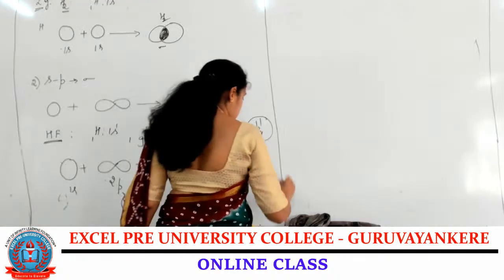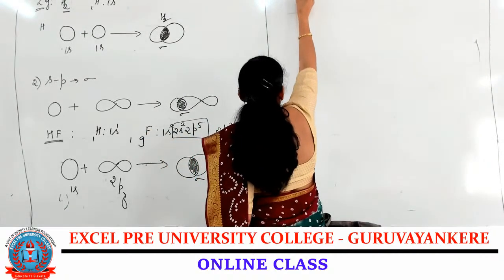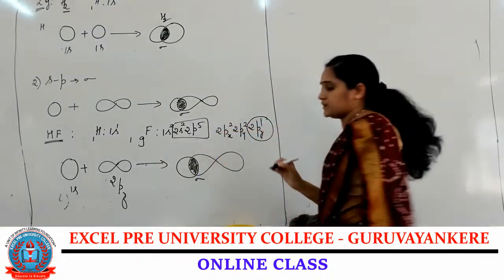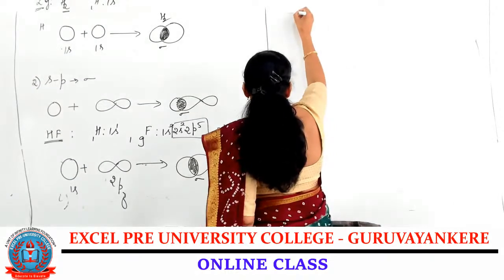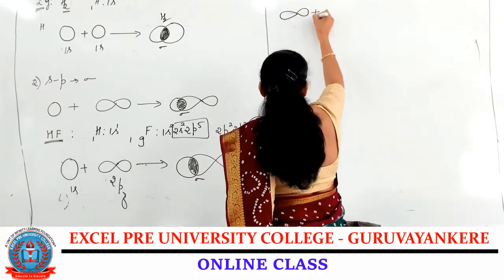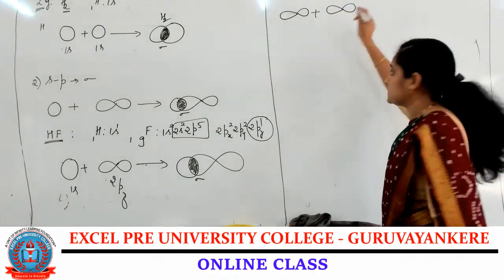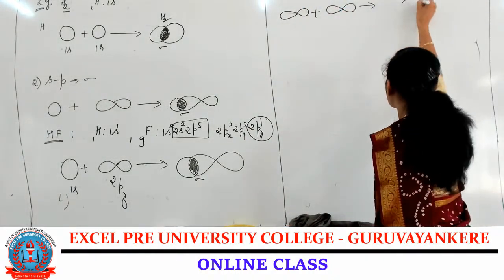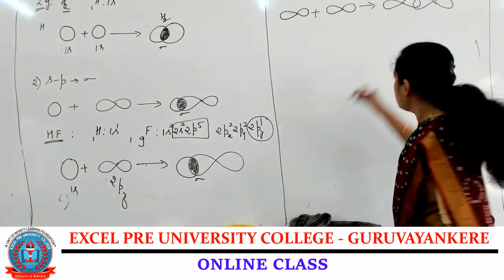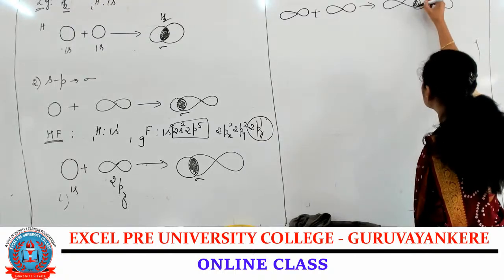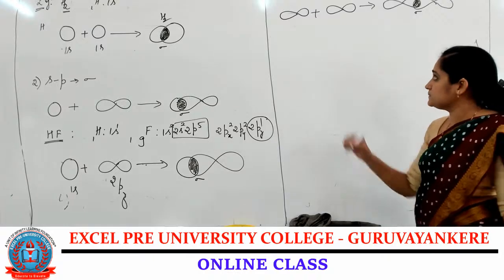Now the third type is pp overlapping. It forms a sigma bond. pp overlapping, it forms a sigma bond. P orbital is nothing but the dumbbell shape. Again it is a dumbbell shape of one p orbital, another p orbital undergoes head-on overlapping. It forms a sigma bond.